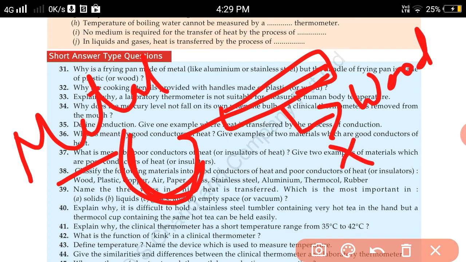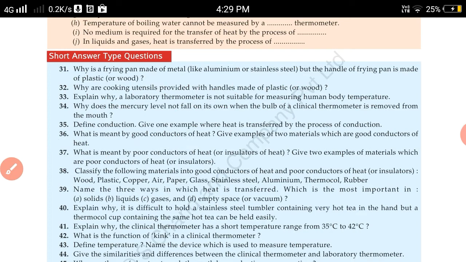When it becomes hot, then it tries to conduct the heat towards the other end of this utensil, but the wood is a bad conductor, so it does not become hot, it remains cool. That's why frying pans have a metal part as well as a handle made of wood and plastic, so that we can easily handle that utensil while cooking.